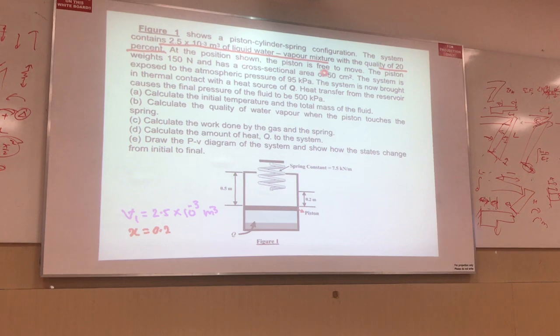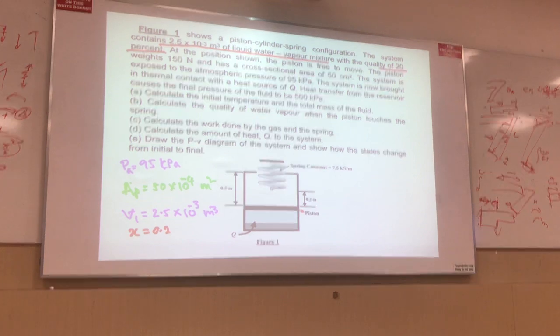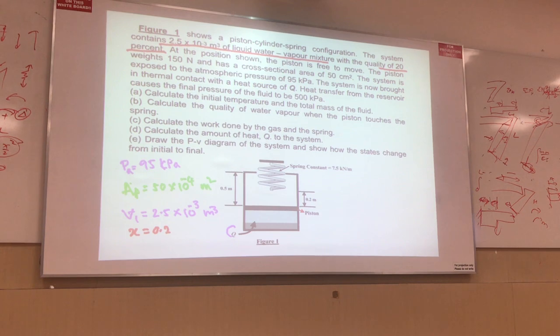At the position shown, the piston is free to move. The piston weighs 150 Newton and has a cross-sectional area of 50 centimeters square. That means 50 times 10 power minus 4 meters square. The system is exposed to the atmospheric pressure of 95 kilopascal. And the system is now brought in thermal contact with the heat source Q. The heat transfer from the reservoir causes the final pressure of the fluid to be 500 kilopascal.